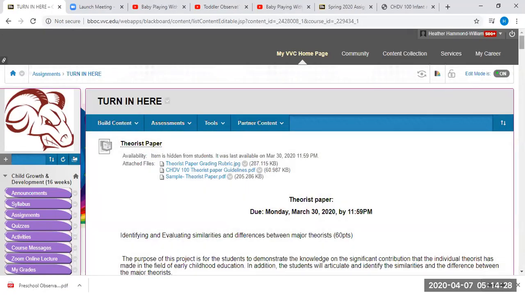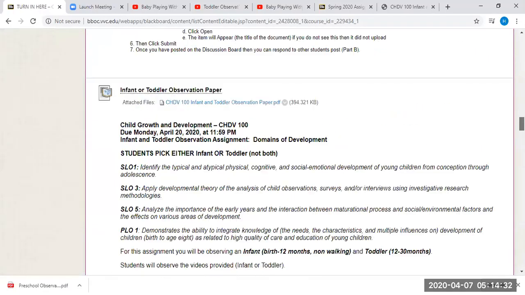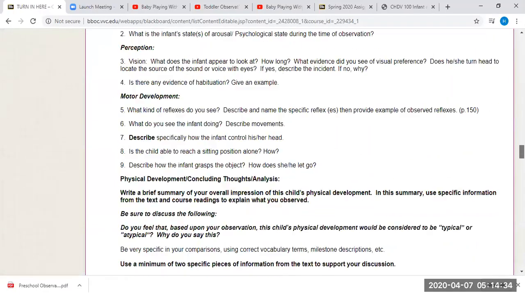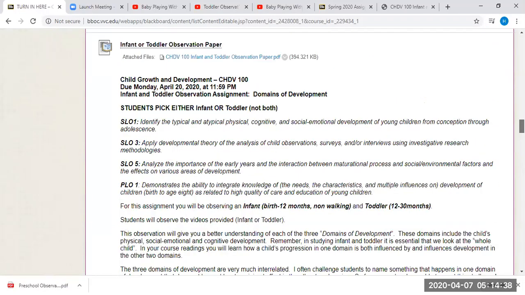Our theories paper has already been turned in. If you keep scrolling down, you won't be able to see this. Only I'll be able to see it right now. Now, here is where our infant toddler assignment is going to be turned in. This gives you the step-by-steps. It gives you the due date and it gives you all the requirements of the assignment.